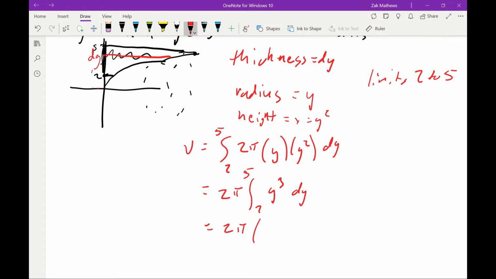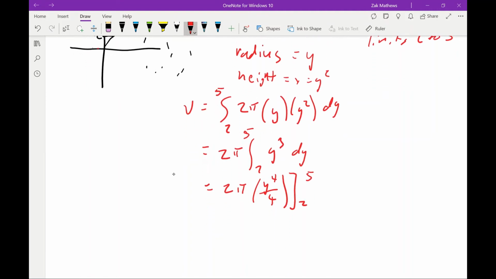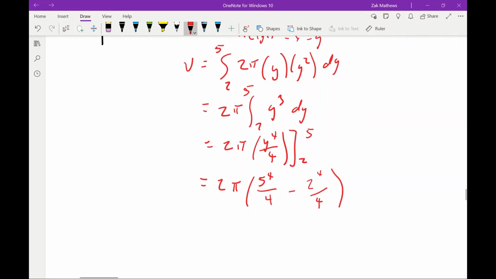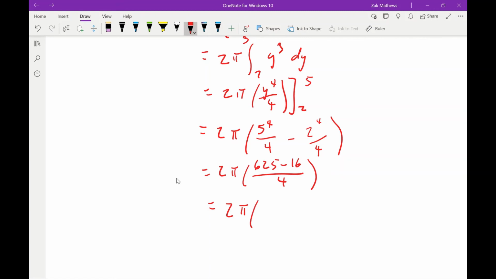So I'd have 2 pi y to the 4th over 4 when I find my antiderivative. I'm evaluating between 2 and 5. So we'd have 2 pi times 5 to the 4th over 4 minus 2 to the 4th over 4. And now we just need to simplify. If we take 5 to the 4th, we get 625, I believe. Just double checking that. Yeah, 625. 2 to the 4th is 16 over 4. And so when we subtract those, 2 pi times 609 over 4. We can, of course, divide 2 into 4 twice, and so we get 609 pi over 2.